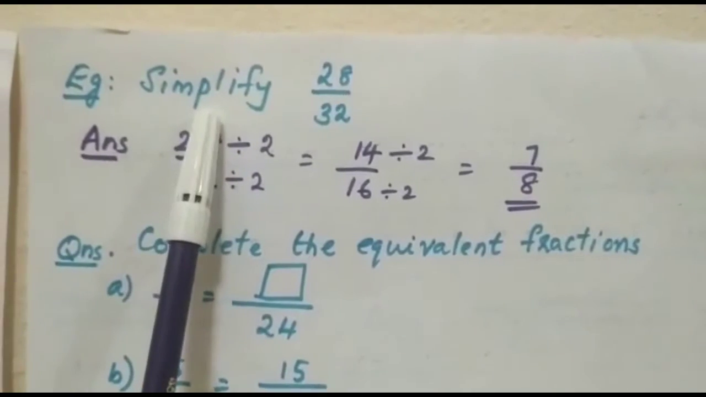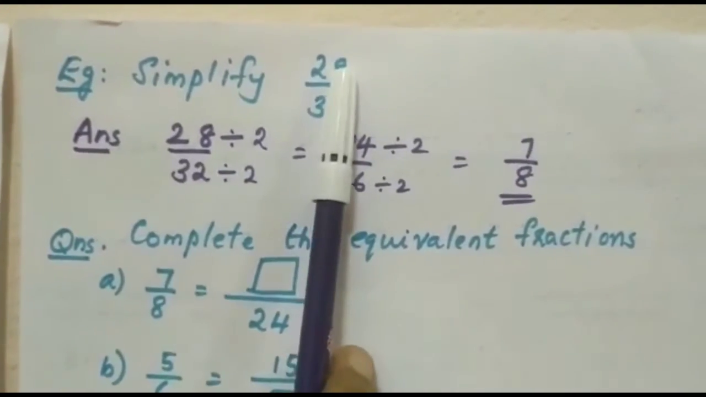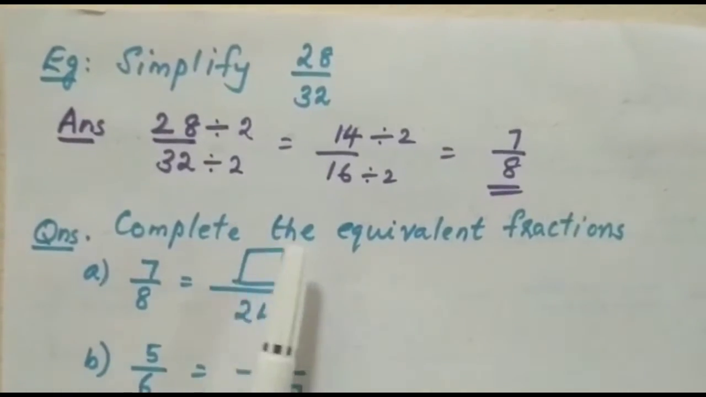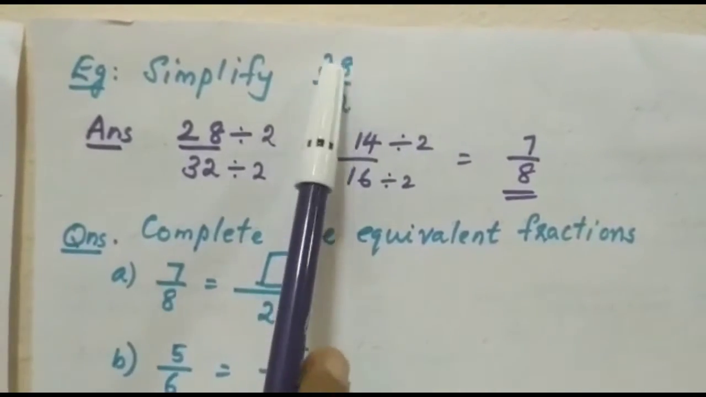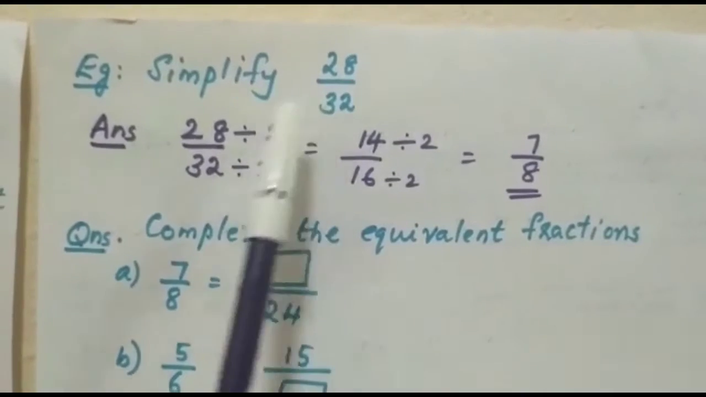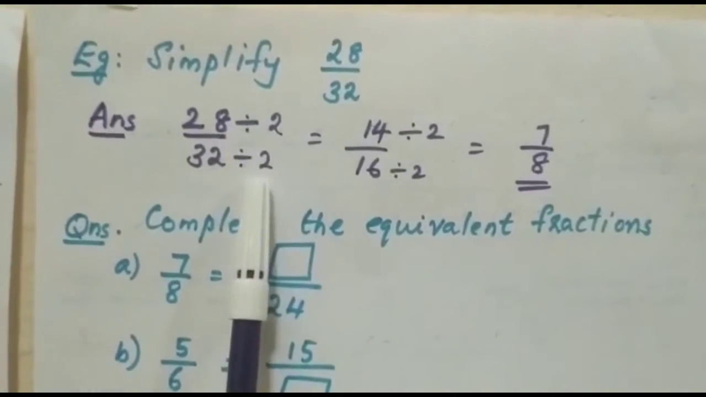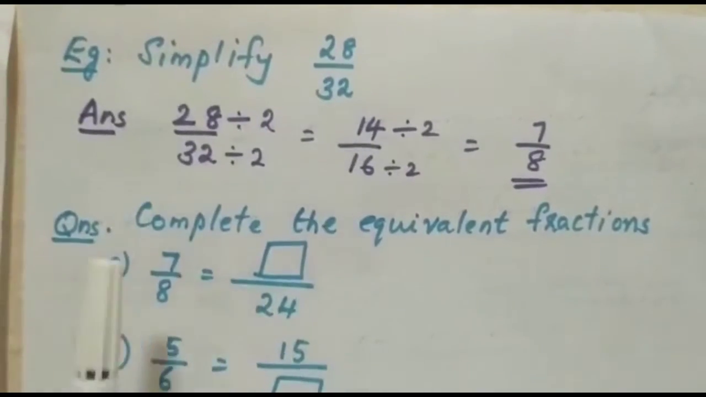The question is to simplify the fraction 28 over 32. What we learned is that we have to divide both numbers by the same number. We can take the lowest common factor, that is 2, or we can take the highest one also. Now I divide by the lowest one, that is 2. Both numbers can be divided by 2.